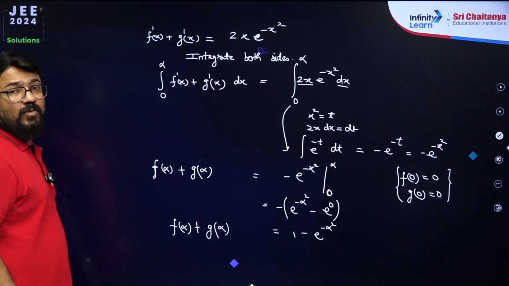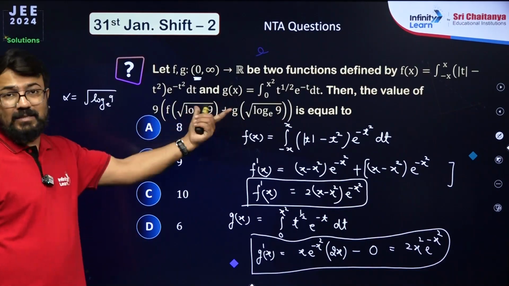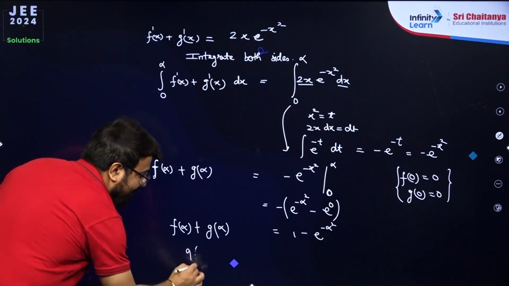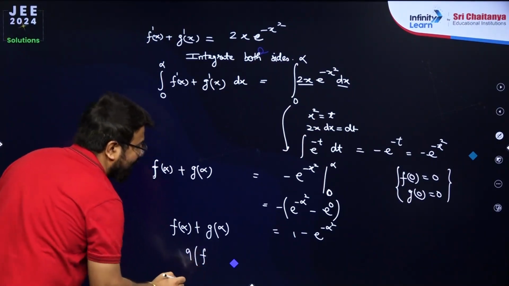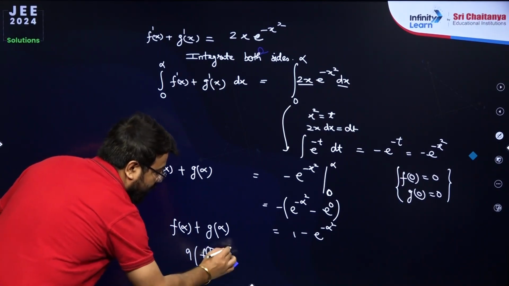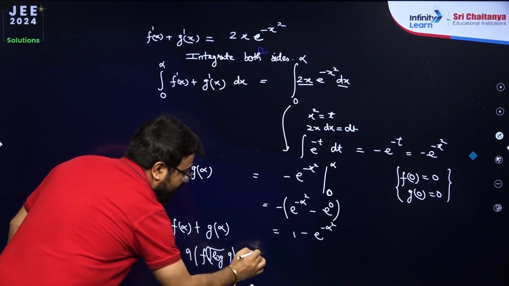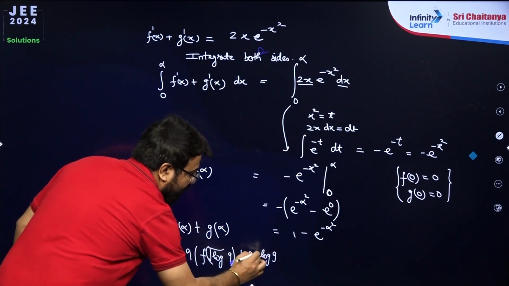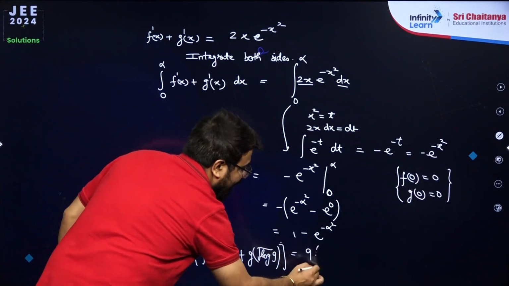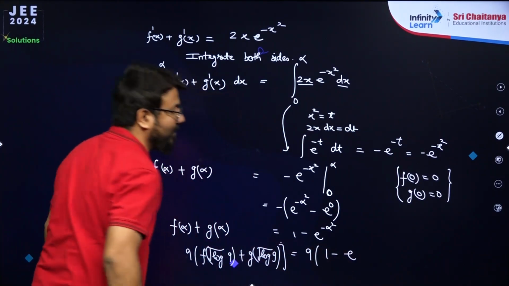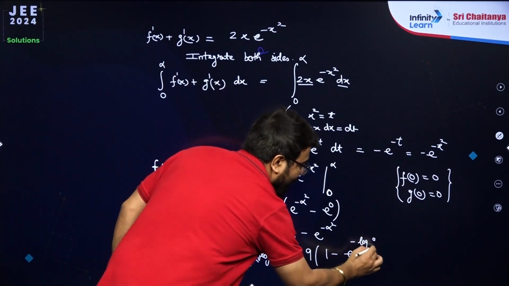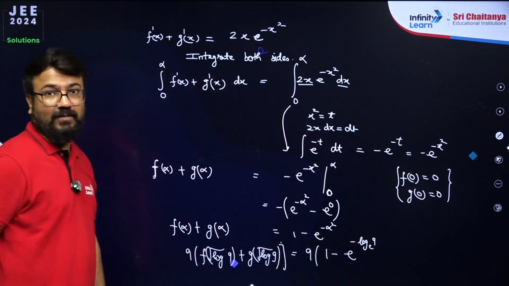They also told us to get this sum multiplied by 9. So let us multiply this 9 times f of alpha. Let us place the value of alpha as log 9 with a square root, and g of alpha as log 9 with a square root. Alright, we just place the value of alpha. Here also it will be 9 times 1 minus e raised to the power minus alpha square. So minus log 9. I'm not writing the square root because of the whole square.